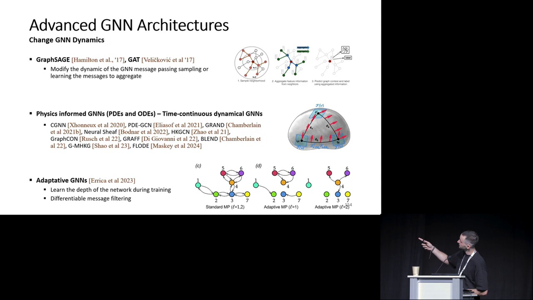Then there's advanced GNN architectures as change dynamics. I want to also mention GraphSAGE and GAT, because if you think about them, they do also some kind of sparsification of the graph. They select the nodes, or they give a different weight to each connection. So even these architectures that were proposed before, we can explain why they work well based on that. There are physics-informed GNNs that are based on model PDEs and ODEs, and also recent work about adaptive GNNs that you can learn which messages you actually incorporate for each node, and also the depth of the network, in a learnable way.